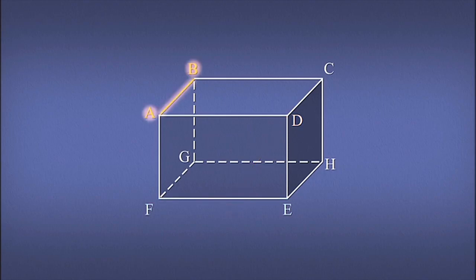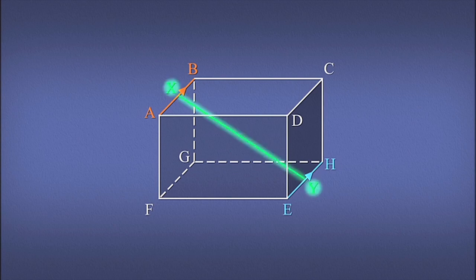Moreover, straight line AB and straight line EH are parallel to each other. We may observe this 3D figure in perspective. A straight line XY is constructed. XY is perpendicular to AB and EH. XY is the distance between AB and EH. The length of XY can be found.